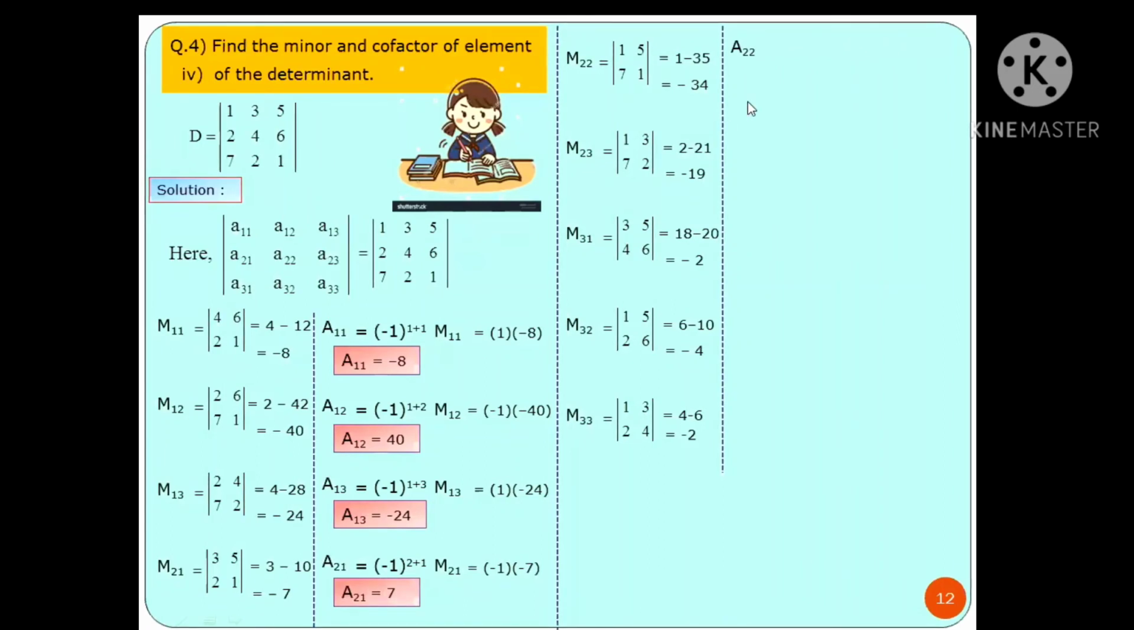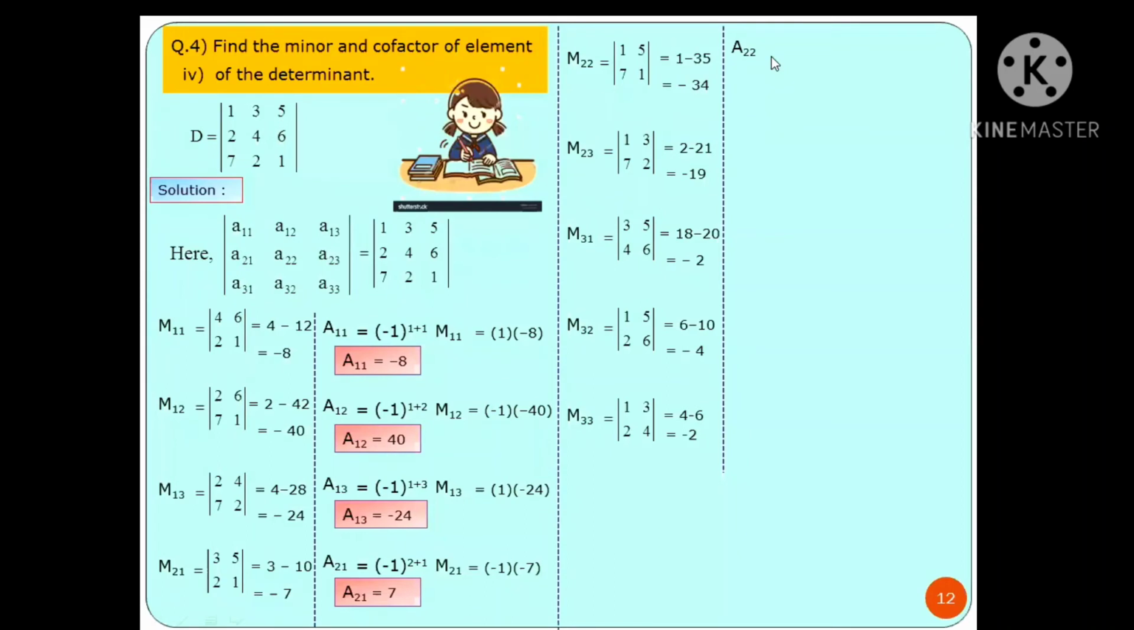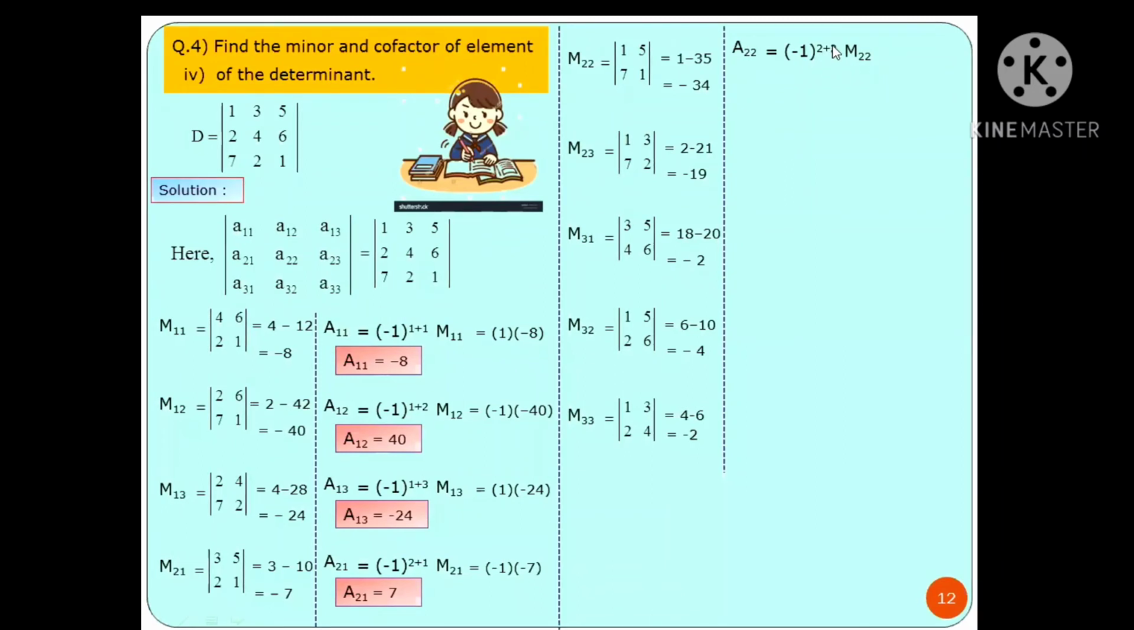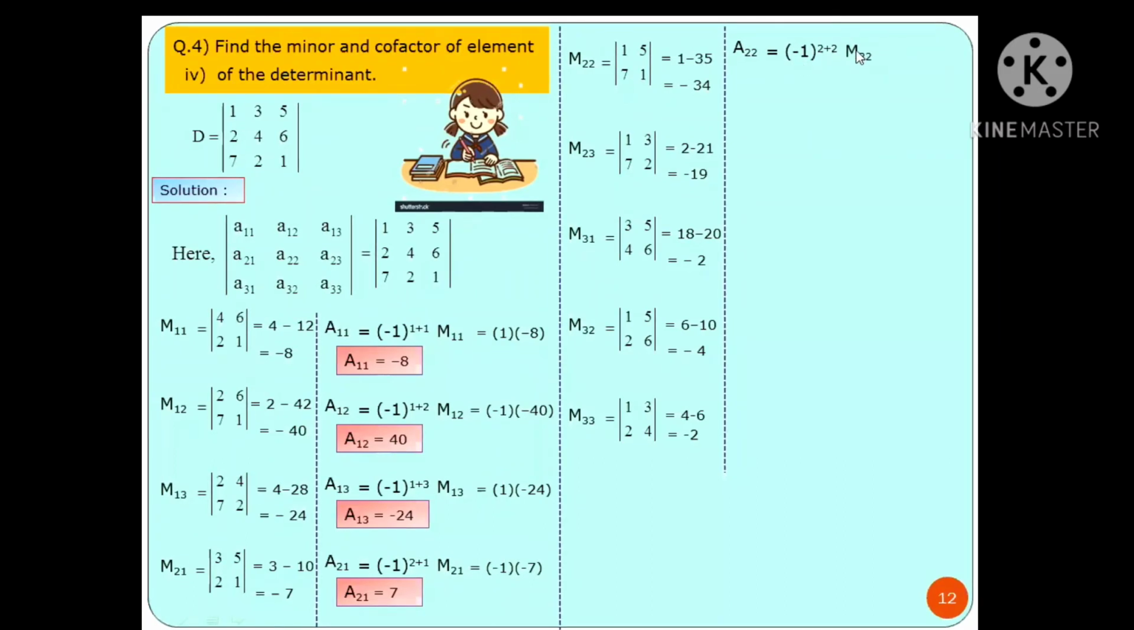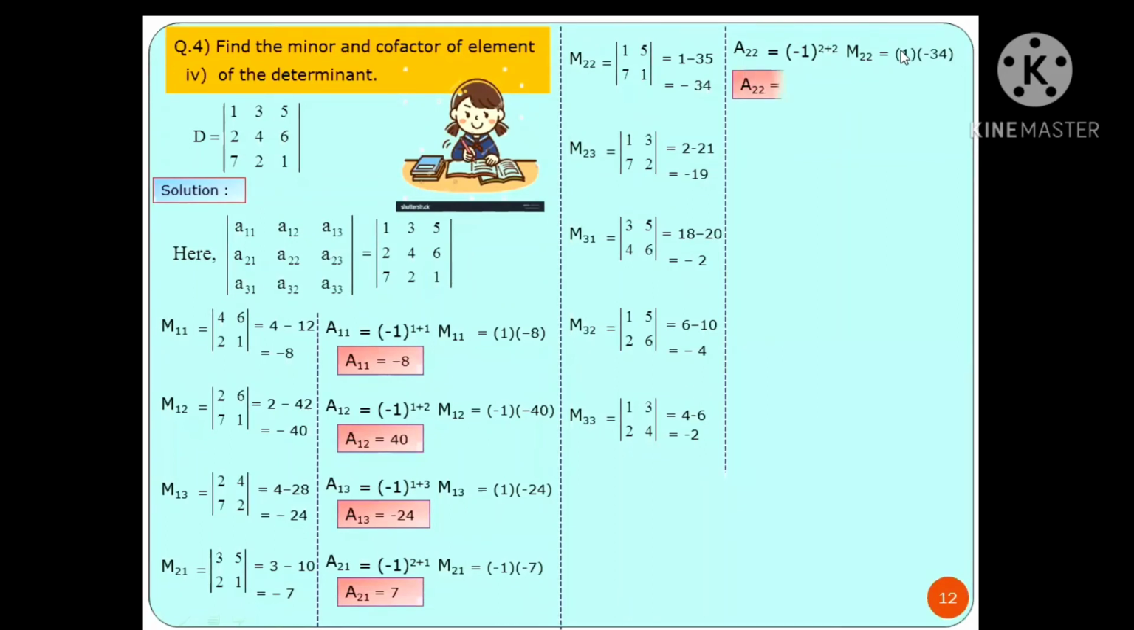Next, for minor M22, calculating its cofactor A22, the formula is minus 1 raised to power 2 plus 2 into M22. The sum of values 2 plus 2 is 4, minus 1 raised to power 4 you will get plus 1, and the minor M22 answer is here minus 34. Therefore, 1 multiplied by minus 34, the product is minus 34, the value of cofactor A22.